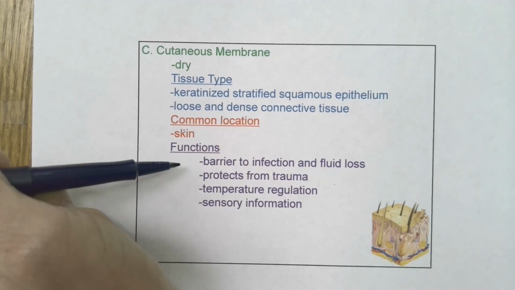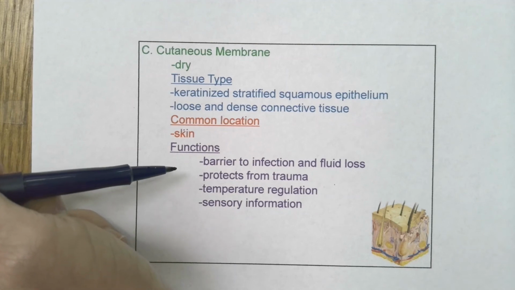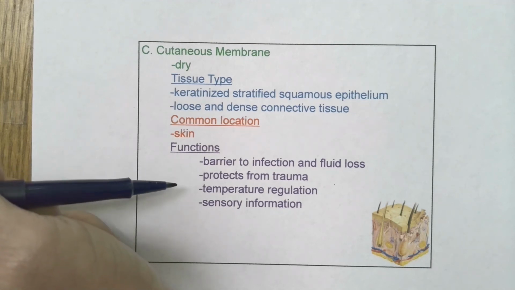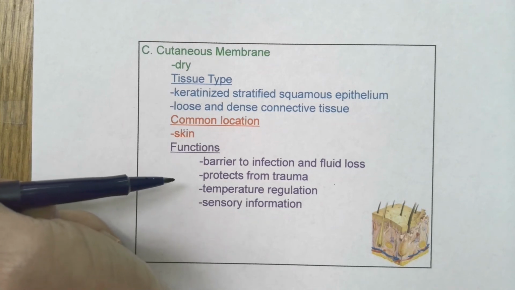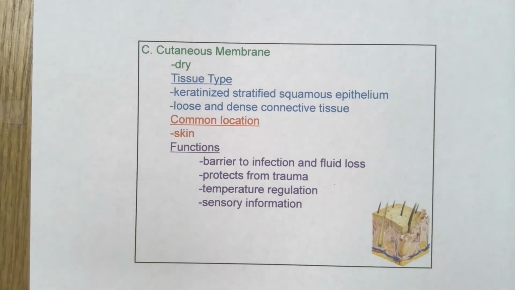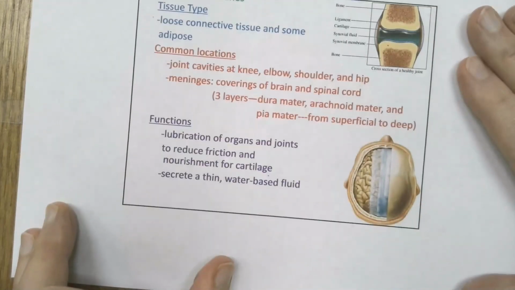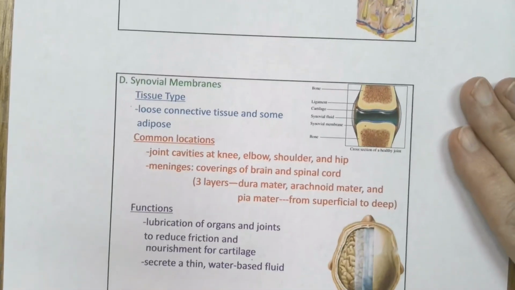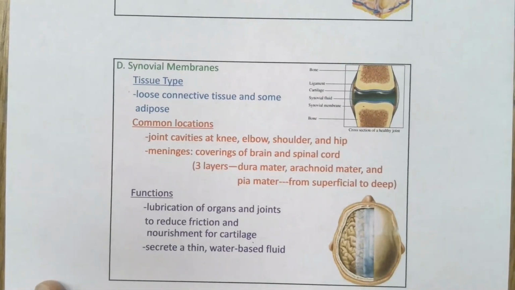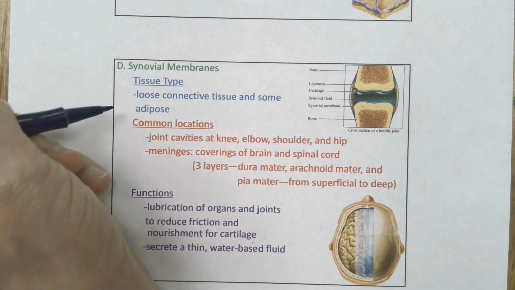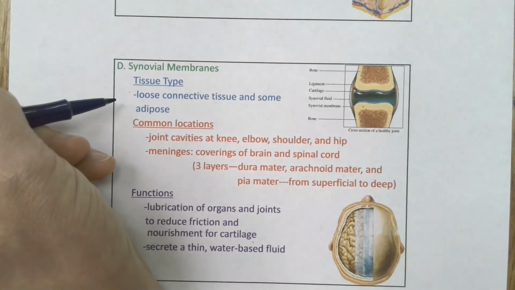So this is our first line of defense against fluid loss and infection. It helps to protect against traumatic things such as an injury. It helps regulate body temperature and then provides sensory information. And then the final type of membrane is a synovial membrane. So this is just connective tissue in synovial membranes.